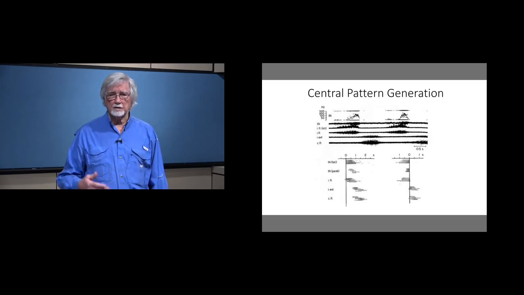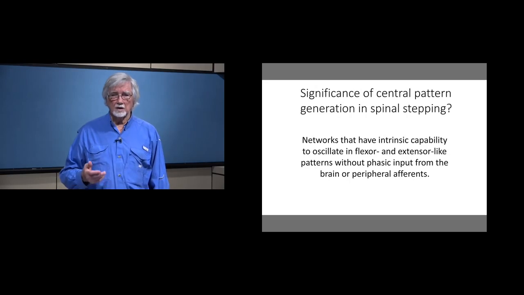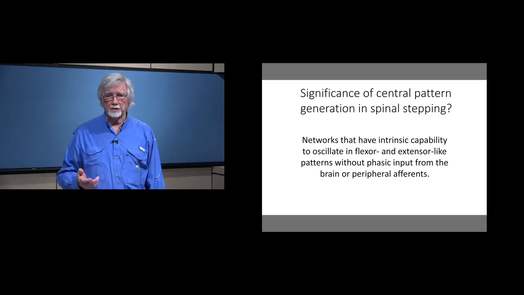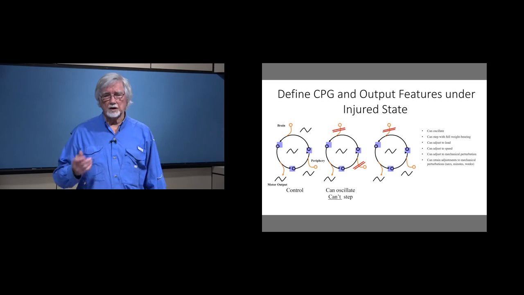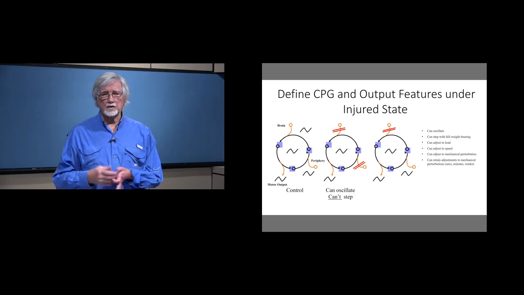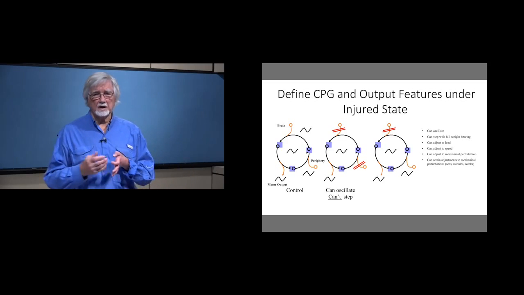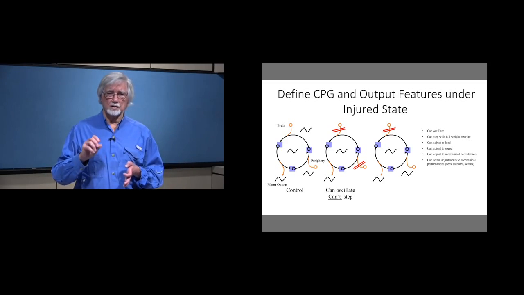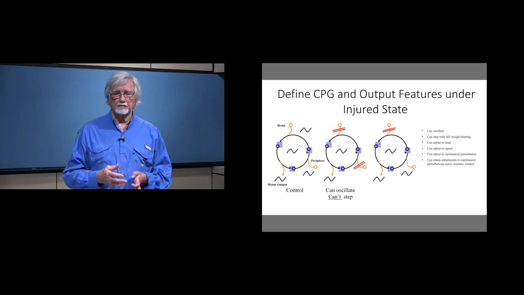So the central pattern generators are the networks that have the intrinsic capability to oscillate in flexor and extensor-like patterns without phasic input from the brain or peripheral afferents. Now, where does this leave us in terms of the automaticity? The automaticity, yes, some is built into the central pattern generator. But if you look over to the left, you see the first circle represents the circuitry within the spinal cord, and then you have input from the brain from the top and sensory information feeding in from the right, and the combination of those sources, the central pattern generator, the brain, and the sensory information, is behind all of the control of a movement normally.